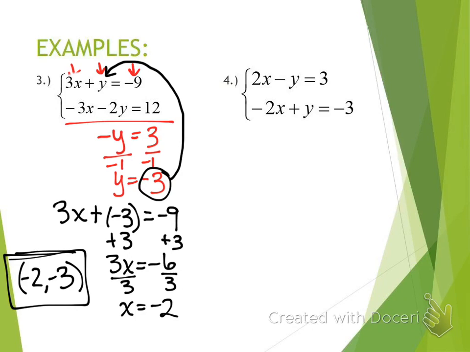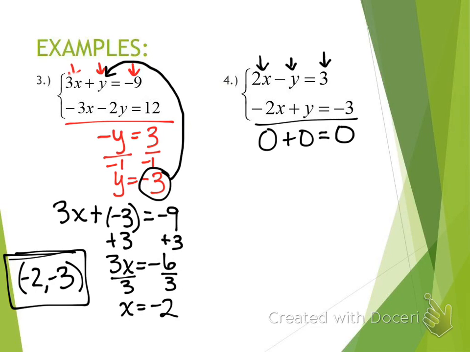All right. Yeah, we got lots of opposites, so we don't have to worry about forcing opposites to happen. We've already got them. So let's combine. When we combine 2x and negative 2x, what do we get? 0. If we combine negative y and y, what do we get? 0. If we combine 3 and negative 3, what do we get? 0.